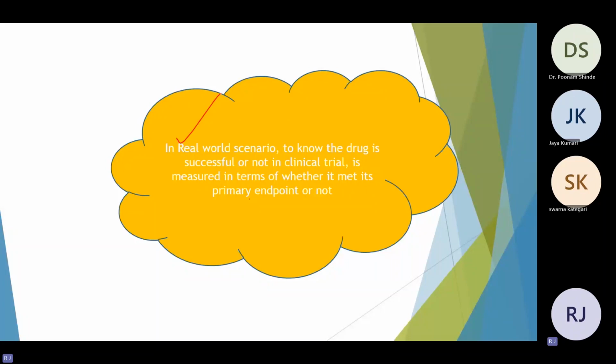Now everybody is clear, right? What is the primary objective, secondary objective, what is the primary endpoint, what is the secondary endpoint? Any questions so far? Then we can move to the next topic.